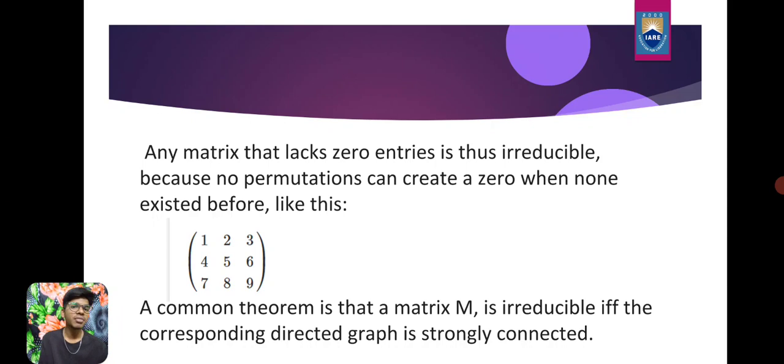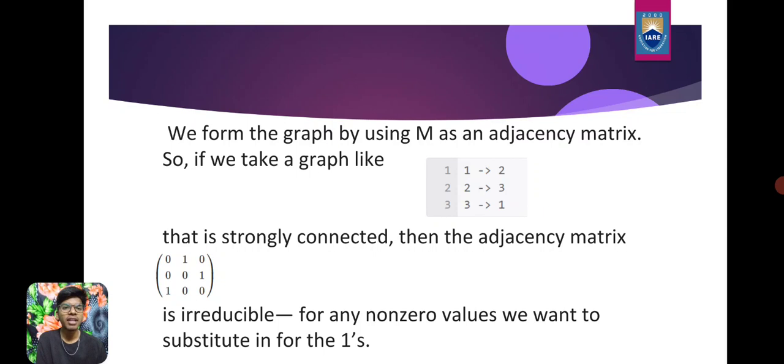A common theorem is that a matrix M is irreducible if the corresponding directed graph is strongly connected. We form the graph by using M as an adjacency matrix. So if we take a graph like that which is strongly connected, then the adjacency matrix is irreducible for any non-zero values we want to substitute in for ones.